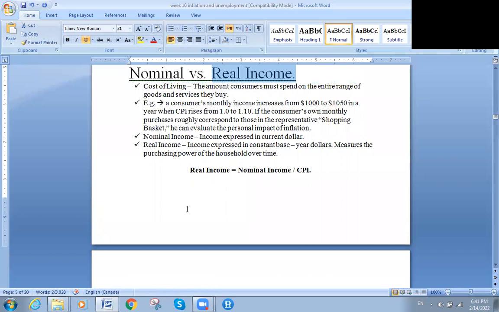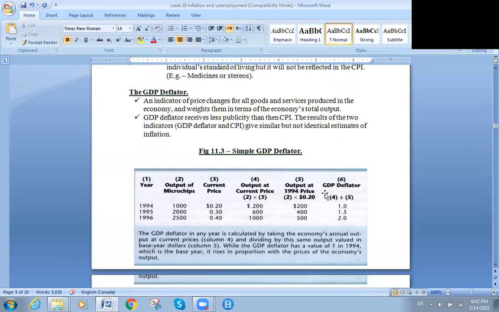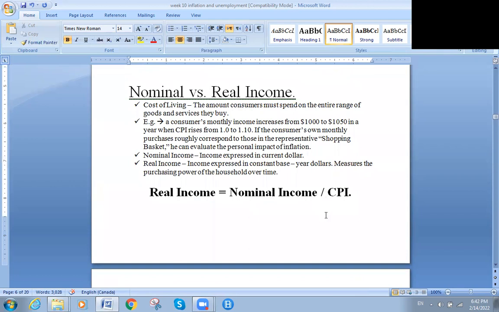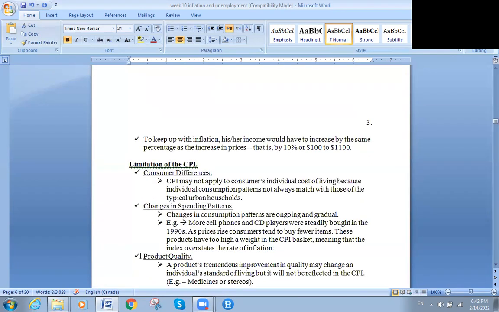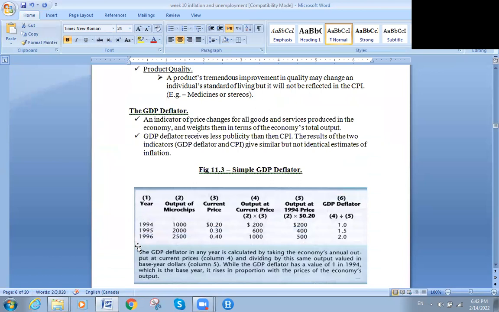How can I switch from nominal into real income? To calculate the real income, the real income equals the nominal income divided by the CPI. What is the CPI? The CPI is the Consumer Price Index. So if I tell you the nominal income is $100 and the CPI is 0.1, you will divide $100 by the CPI, and it will give you the real income. Real income means what money can buy.